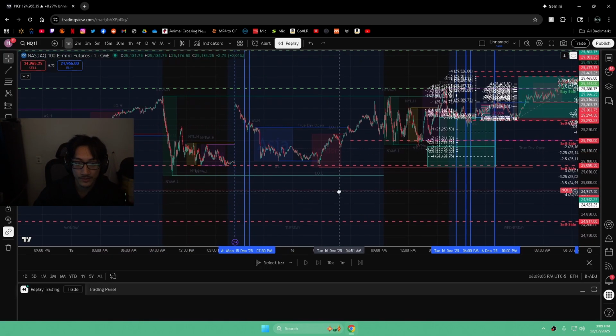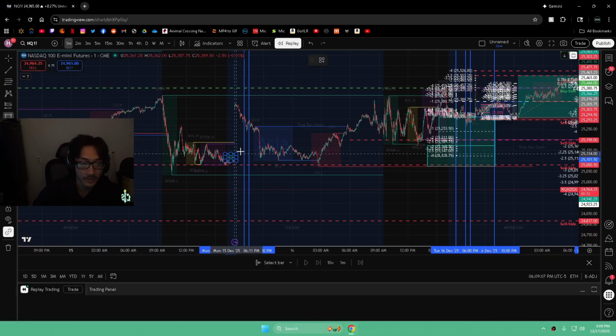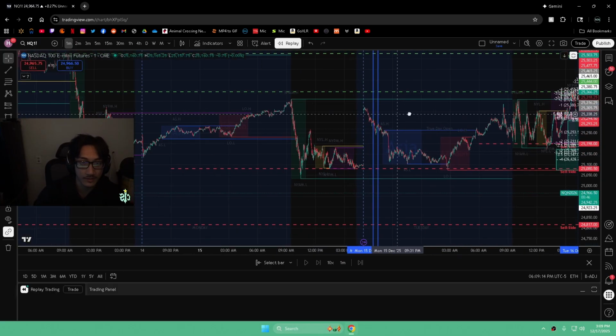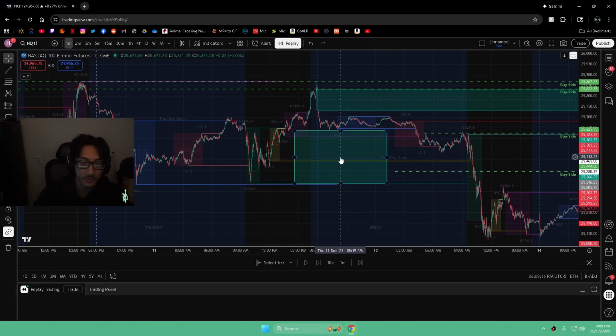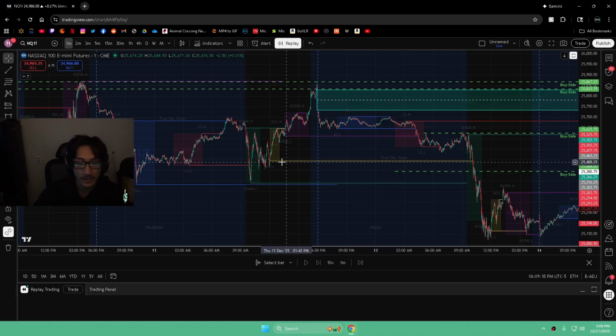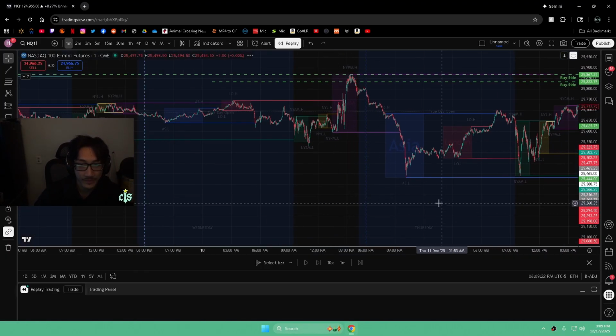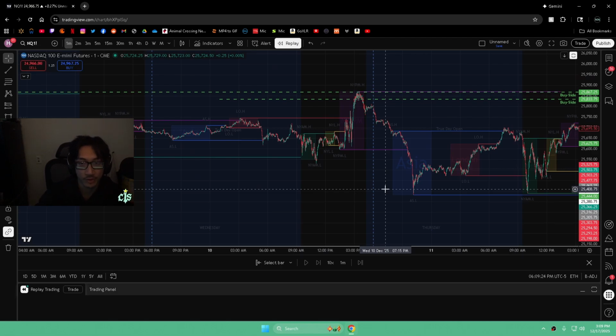Let's see what else. We have this market open imbalance, so market will draw towards it. Not all the time this happens though. Just make sure you keep in mind that these are a type of liquidity that you could have your draw for, right?